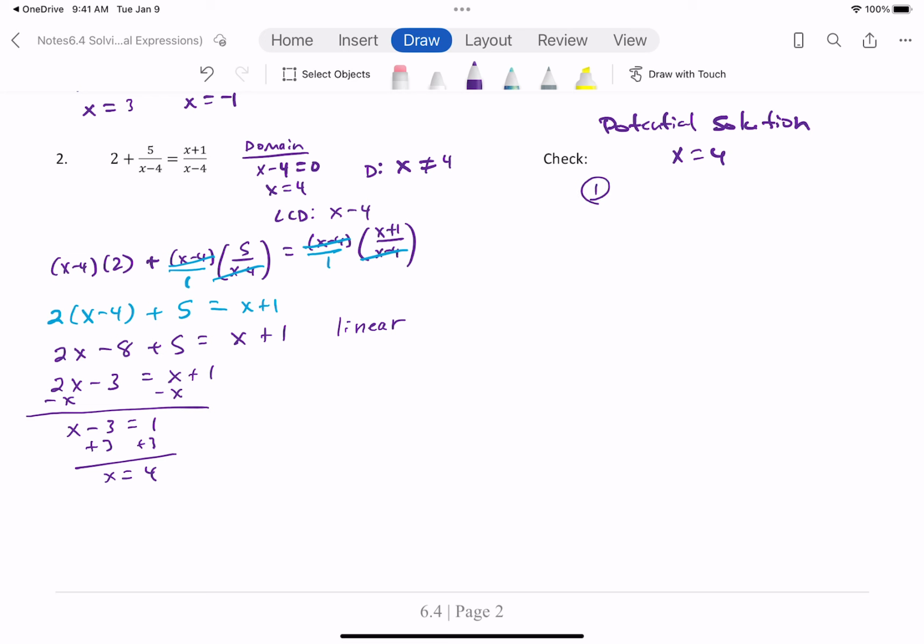So my first thing is to check it against the domain, which we found out was x cannot be 4. So this time, the solution that I got is going to fail the domain restriction. This says x cannot be 4, and that's the only potential solution that we got. So that means there is not a value that we can plug into this equation for x and get a valid answer. So that means for this one, the answer is there is no solution.